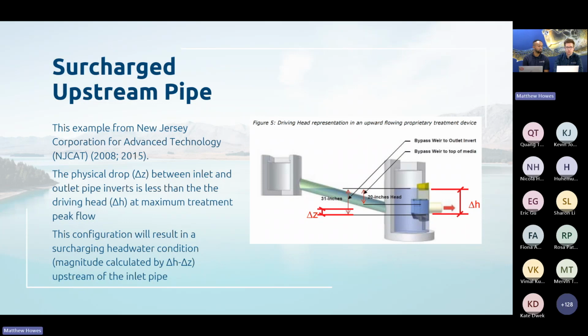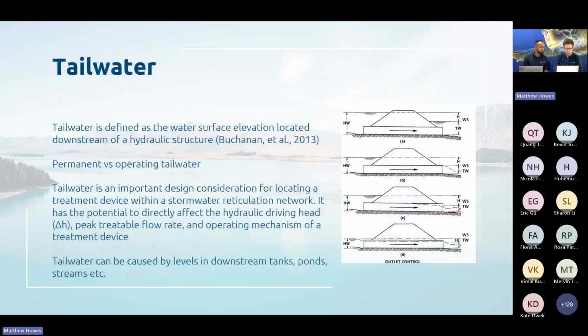So I'm just going to pause before we talk about tailwater. Nicola, if you can bring up our next poll. The question for the next poll is, I'll let Nicola bring it up so I get the wording exactly right: have you had to put a detention tank downstream of a storm filter or any of our other treatment devices? So I'm going to click yes.